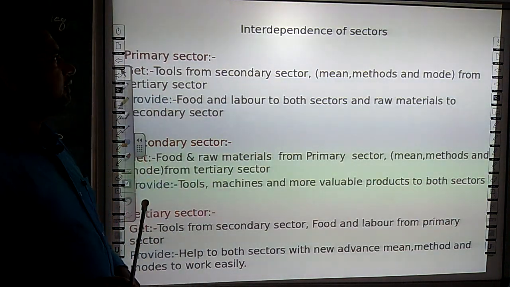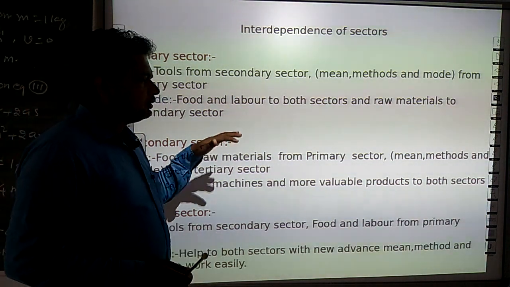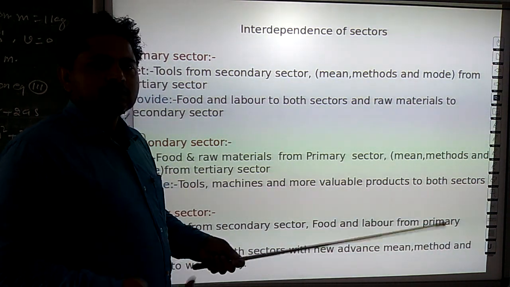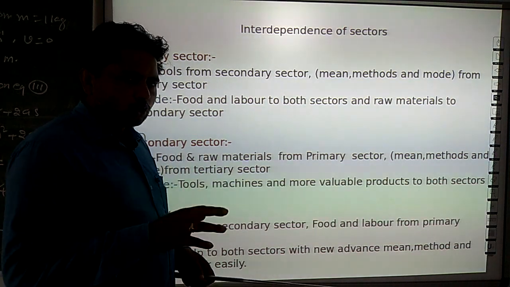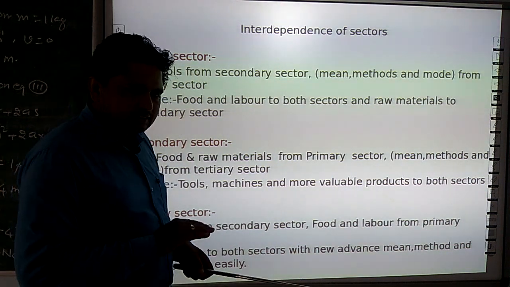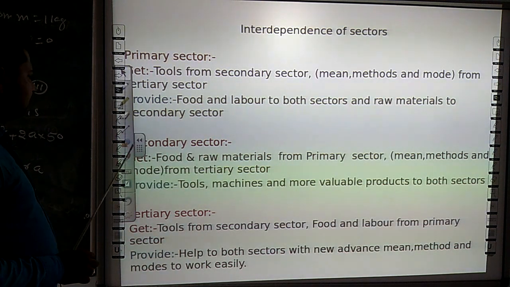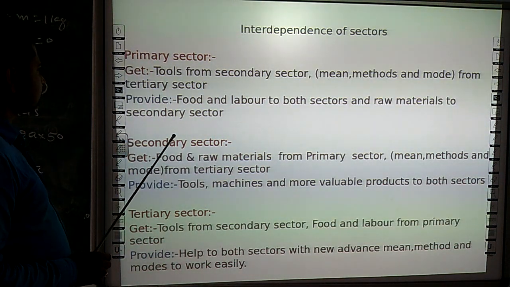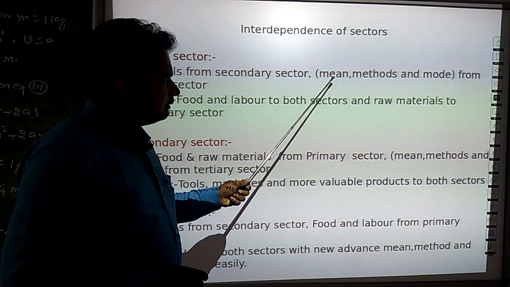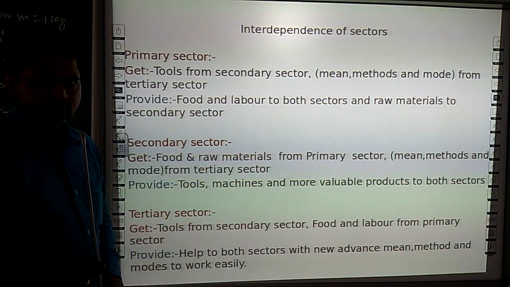Next, we have to discuss the interdependence of these sectors. As you find, all these three sectors need help of each other, otherwise they could not survive. No one sector could grow on its own. It needs help of the other two sectors. The primary sector gets tools from the secondary sector, and means, methods, and modes from the tertiary sector.